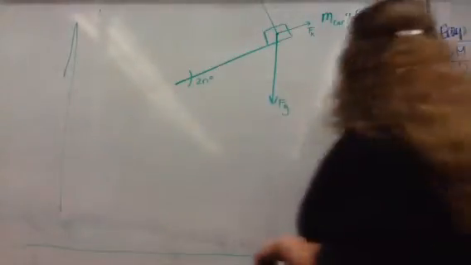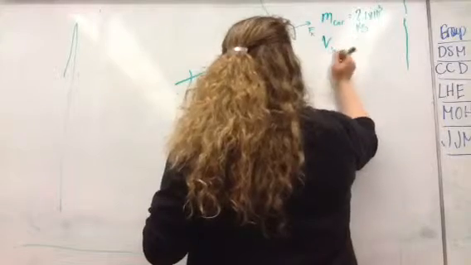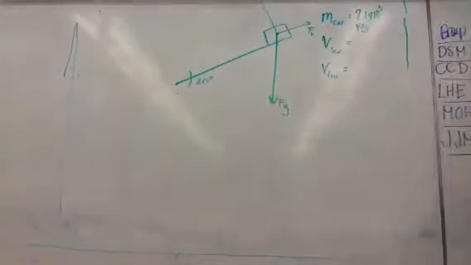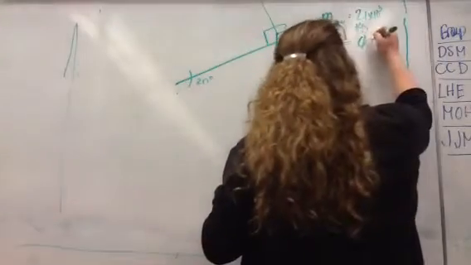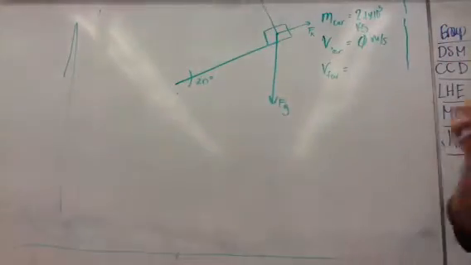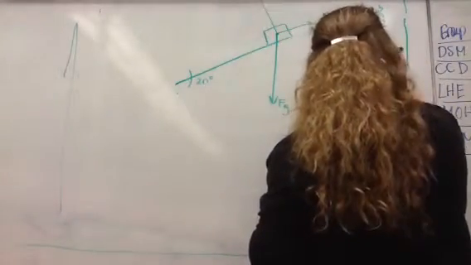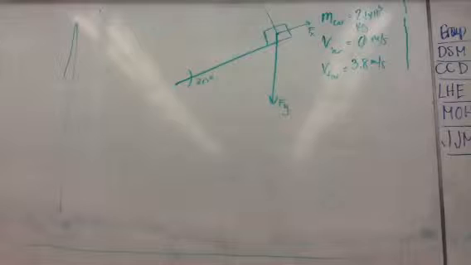And we have v_i car, and we have v_f car. Do we not? What's v_i car? Read the problem. What is it? Okay, hold up fingers. What is it? 0! 0 meters per second, starting from rest. The v_f car is given as 3.8 meters per second. Okay, so we've got mass, we've got v_i, we've got v_f.